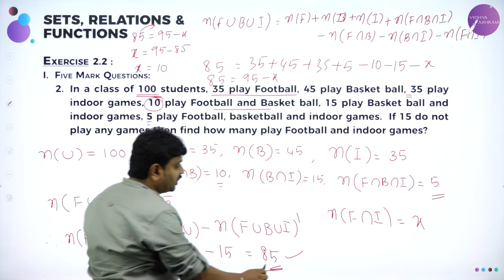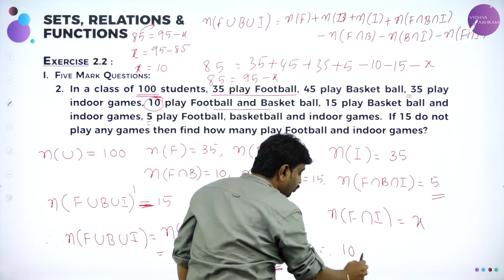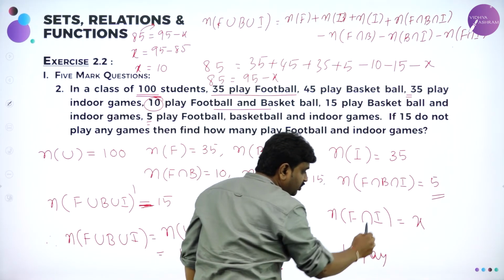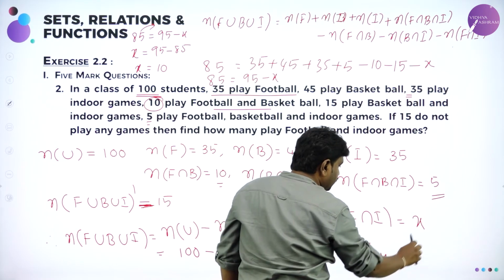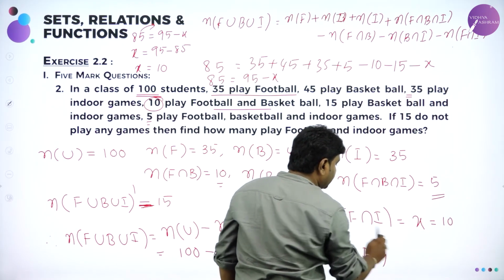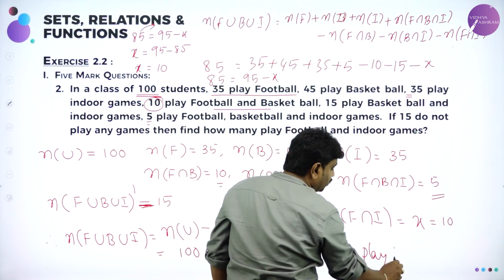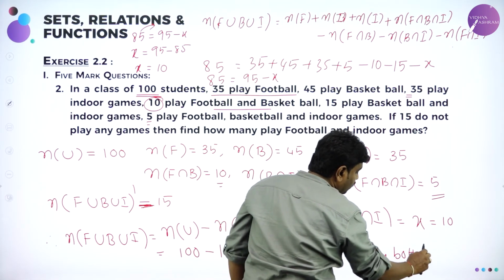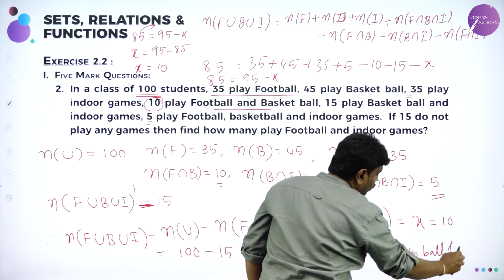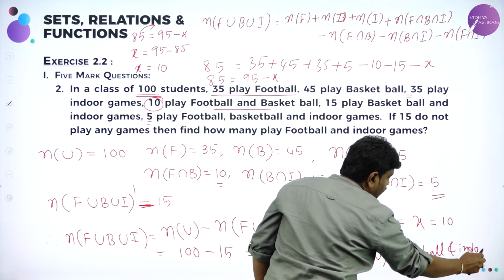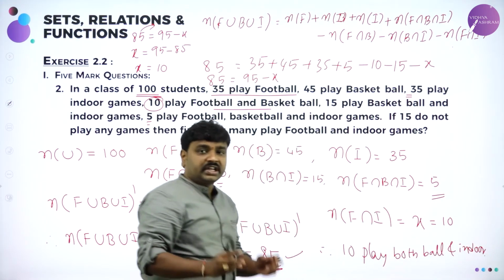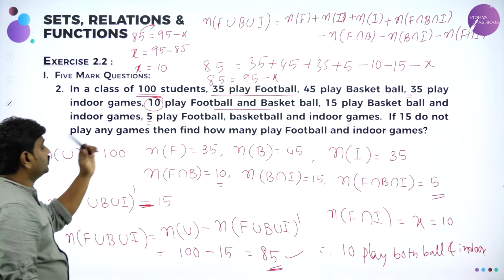So therefore, what is the conclusion? 10 play both. Intersection means what? Both. You got x, what is x? 10. x means F intersection I. 10 play both football and indoor. Football and what? Indoor. I hope all of you got this. 10 play both. So now this is the case.